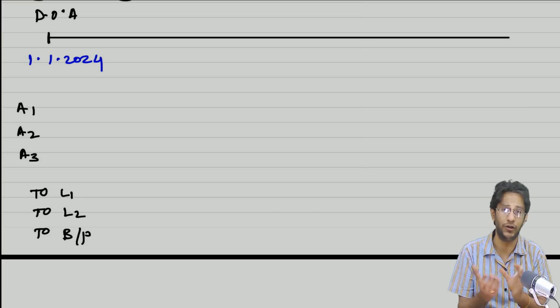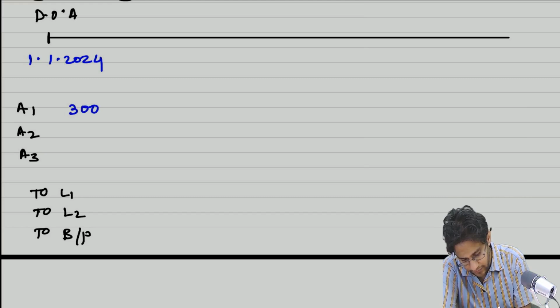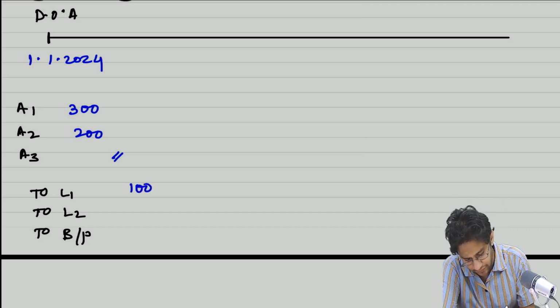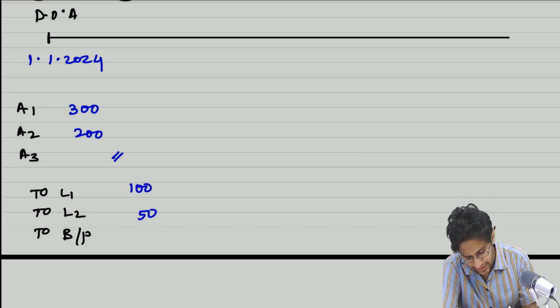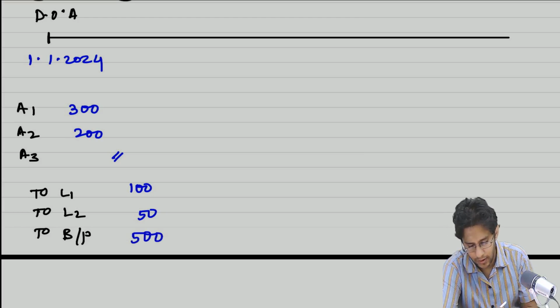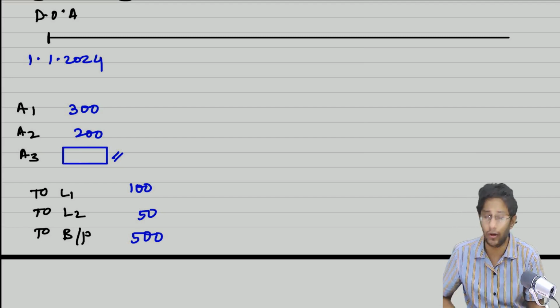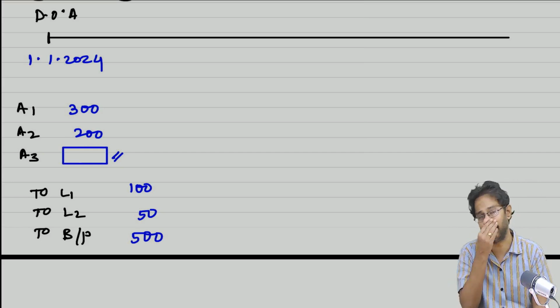As you all know, everything should be recorded at fair value. In the process, the fair value of this is 300, the fair value of this is 200, the fair value of this could not be identified, the fair value of this is 100, and the fair value of this is 50. Now PC, let's say, is 500. Unless I identify the A3 number correctly, I will not be in a position to determine goodwill or capital reserve. But the fair value of A3 I could not identify.